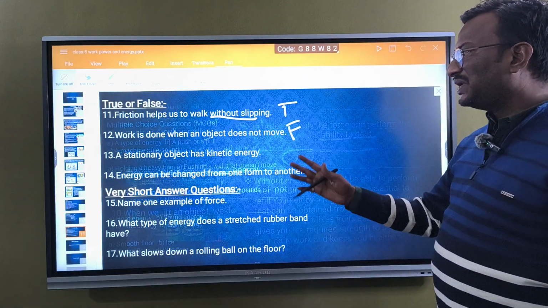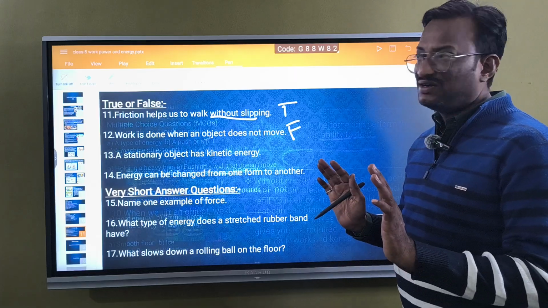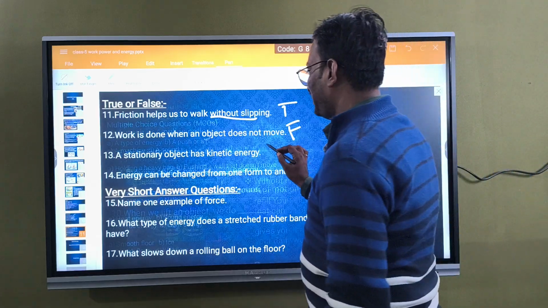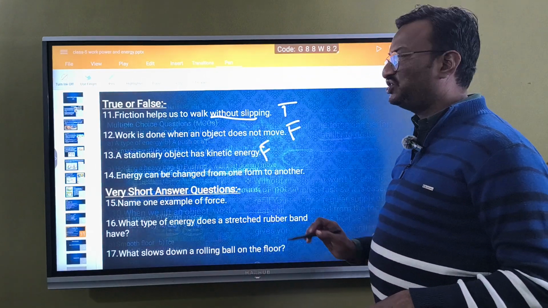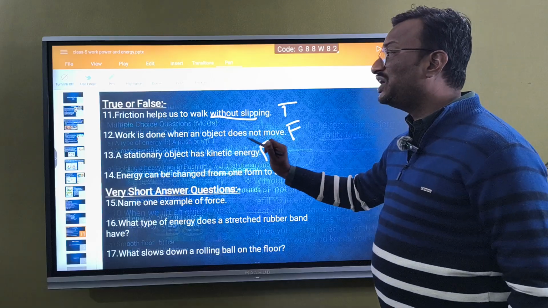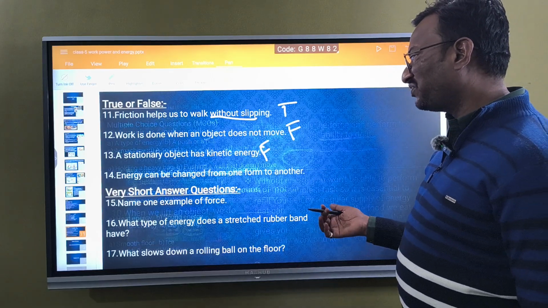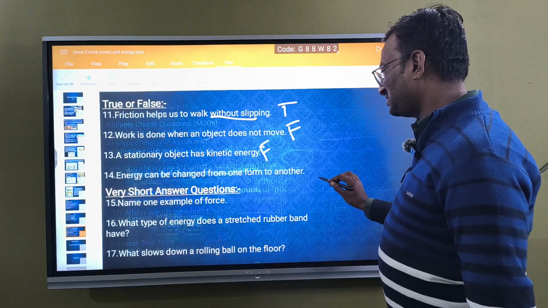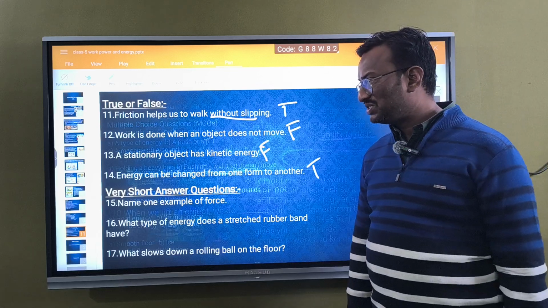A stationary object has kinetic energy. Stationary means the object which is at rest. Does it have kinetic energy? No, it is false. A moving object will have kinetic energy. A stationary object will have potential energy. Remember, children. Energy can be changed from one form to another form. Yes, this is true. Now we have short questions.